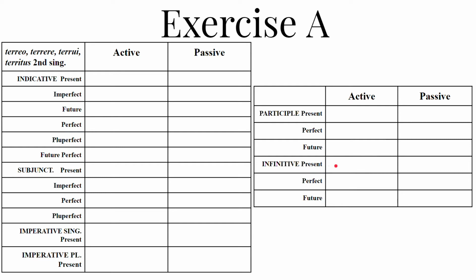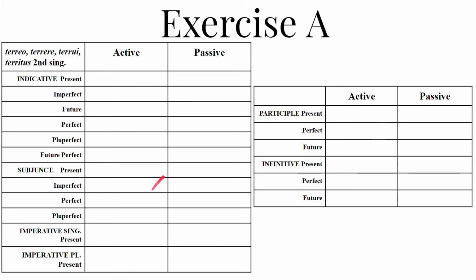Present active infinitive, terrere. The passive, terreri. The perfect active, terruisse. The passive, territus esse. The future active, territurus esse. And the future passive, territum iri.